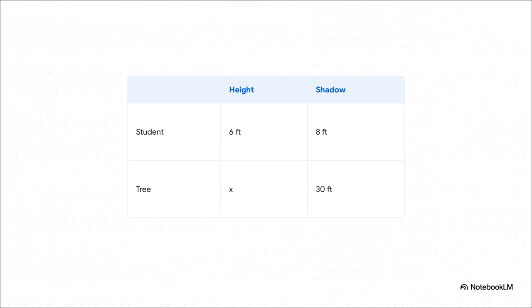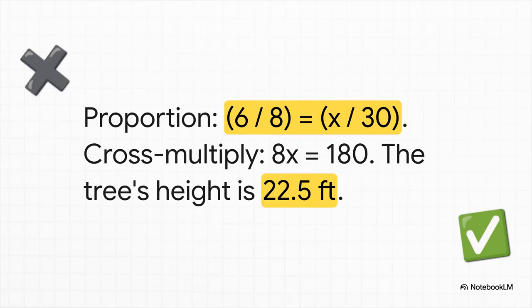Now, the absolute best way to tackle this is to get organized. Let's set up a proportion comparing the height to the shadow for both the student and the tree. So the student's height over the student's shadow has to equal the tree's height, which we'll call x, over the tree's shadow. Now we just have to solve it.